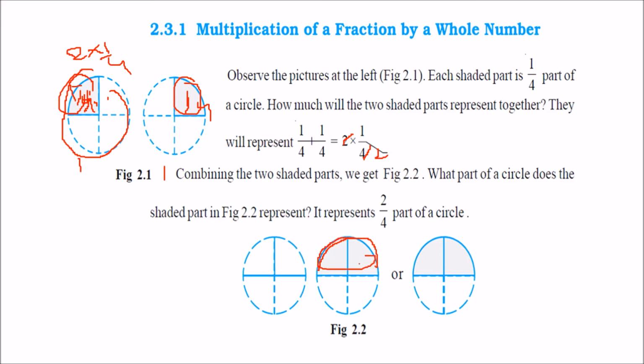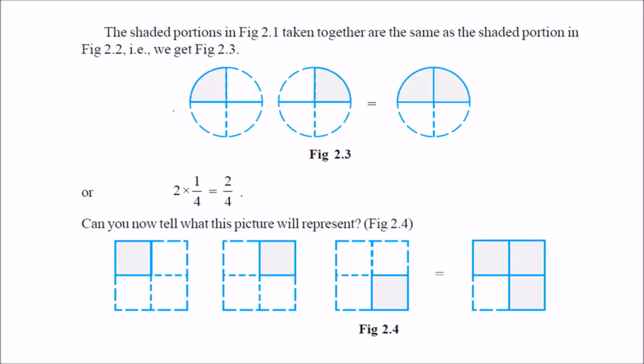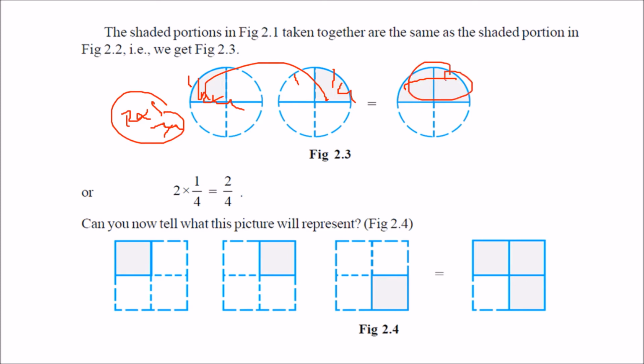So this is showing the half. This is 2 by 4, which is half of the circle. How about this? This is half. This is 1 by 4, and this is 1 by 4. If you combine them, it becomes half. So what you are doing is 2 into 1 by 4, which gives you 1 by 2. So this is the half part.